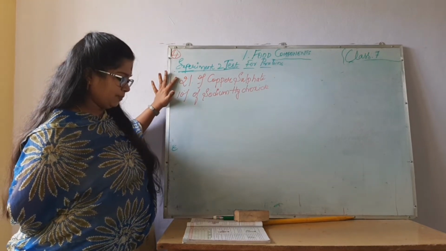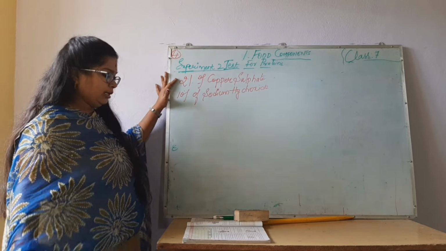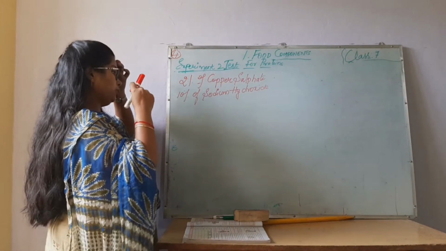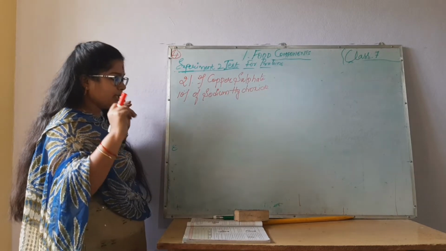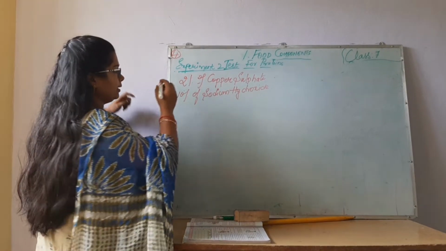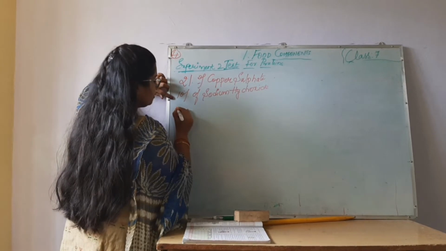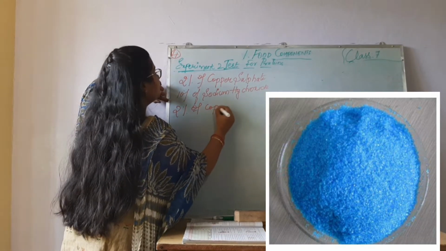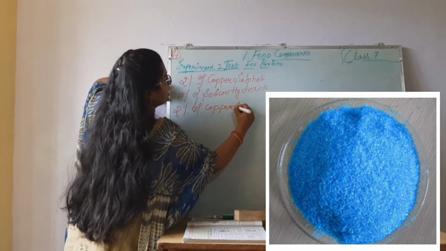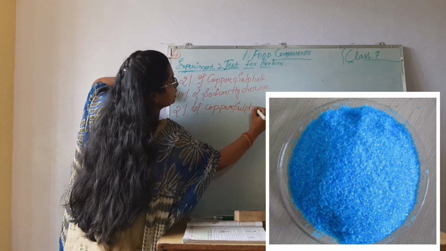2% copper sulfate solution you have to make. To make these solutions, you need to follow something. I'll tell you. Please note down very carefully. First, we will go with 2% copper sulfate. Copper sulfate will be blue in color. Actually, they are in the form of crystals like your salt and sugar.